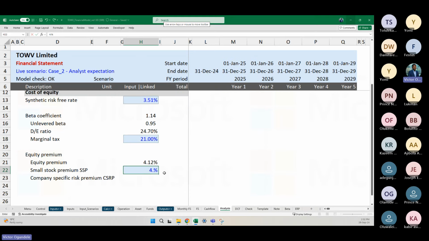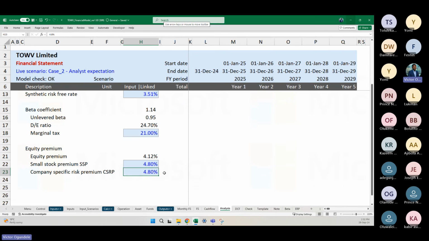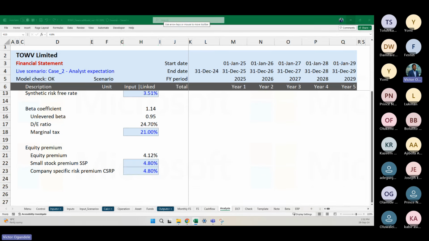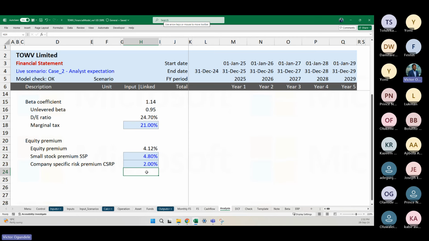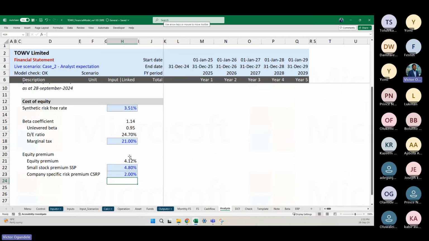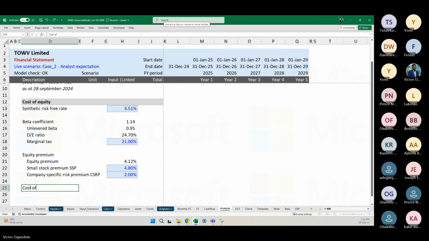Then for the company specific risk premium, as I said, most times this is expert judgment, based on the cash flow that you are seeing. But let's put it as 2%. Then we can now calculate our cost of equity.